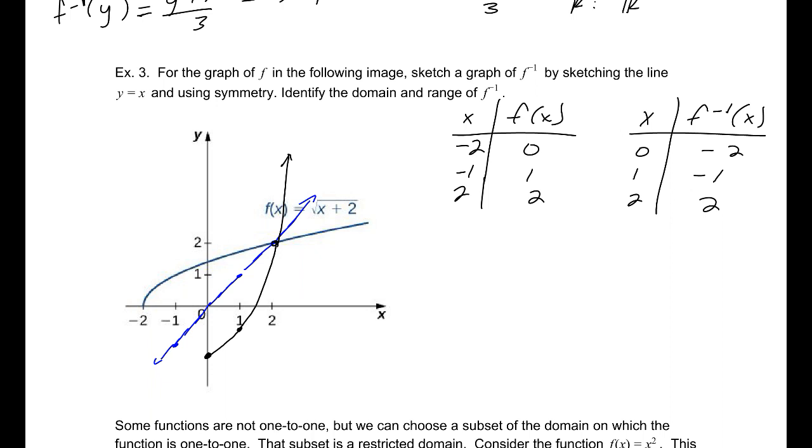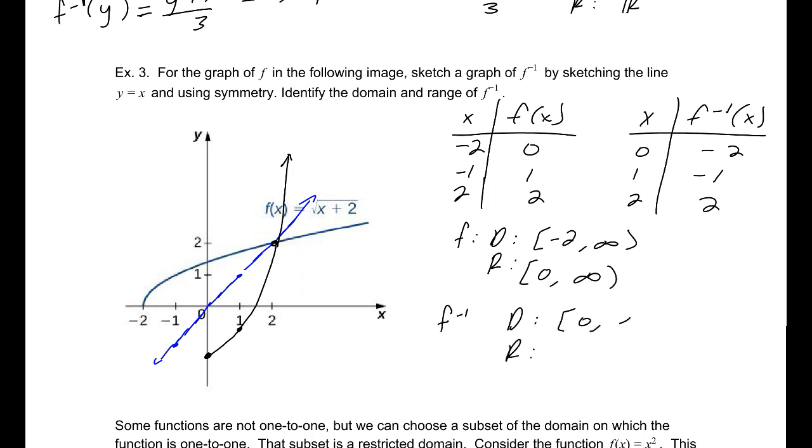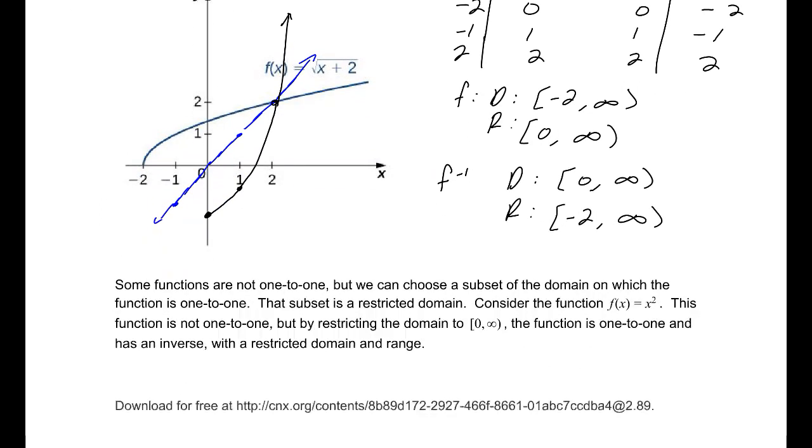Now, the domain and range of f inverse, I want to start by saying what the domain and range were of the function f. The domain of f was -2 to infinity, and the range was 0 to infinity, including those. So for f inverse, the domain is 0 to infinity, and the range is -2 to infinity, because we're interchanging those. Now we've said that the only time that an inverse exists is when the function's 1 to 1. So the next question is, what happens if the function's not 1 to 1?